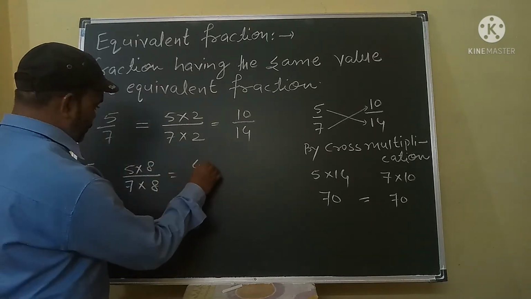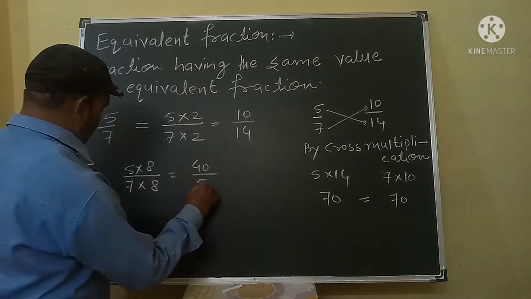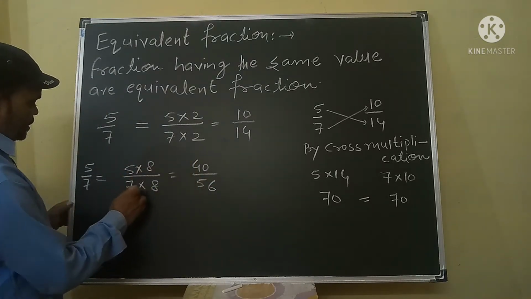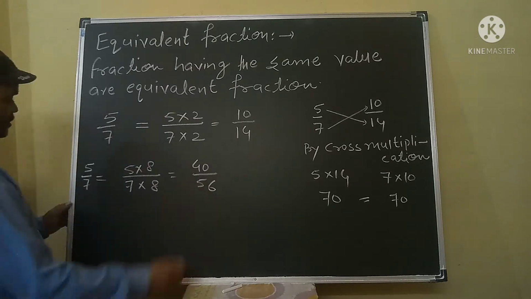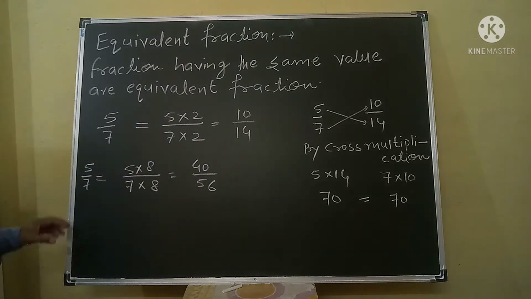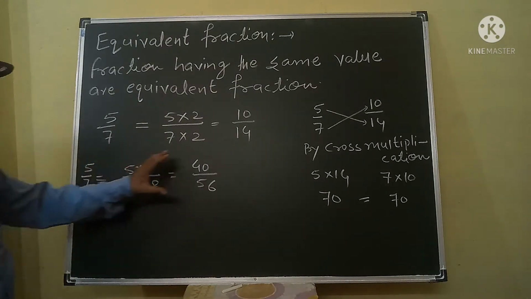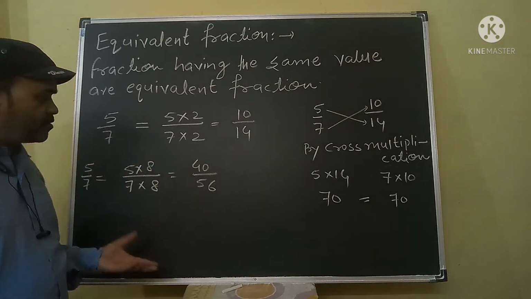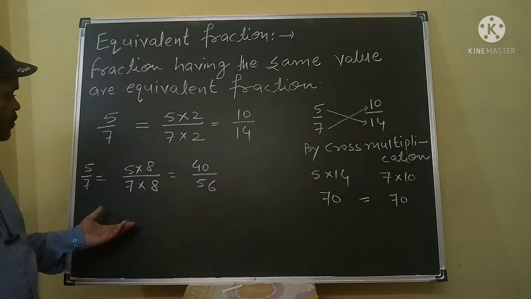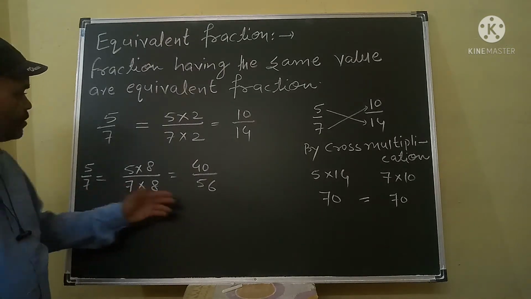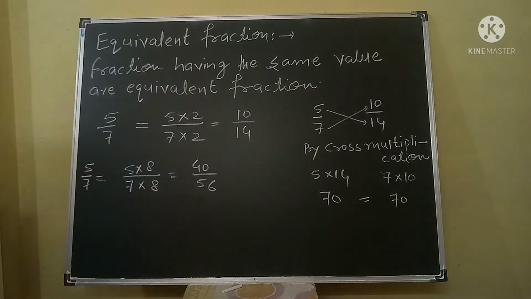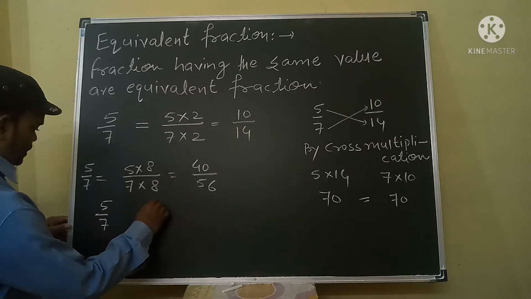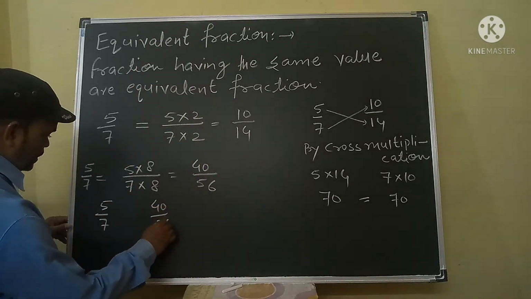5 8s are 40 and 7 8s are 56. Okay. Now 5 upon 7 and 40 upon 56, these two fractions are equivalent fractions. How? Easily we can check by cross multiplication. This is 5 upon 7 and this is 40 upon 56.